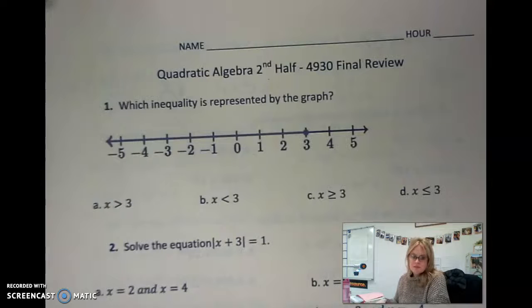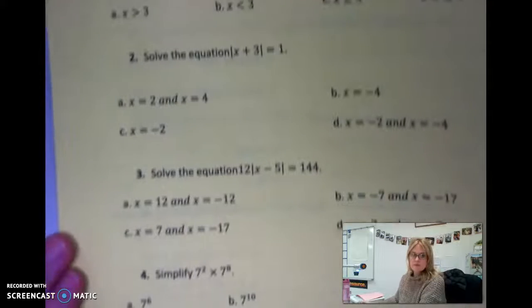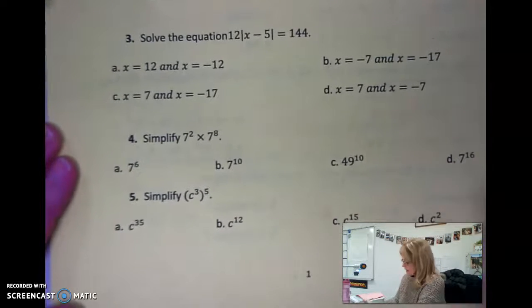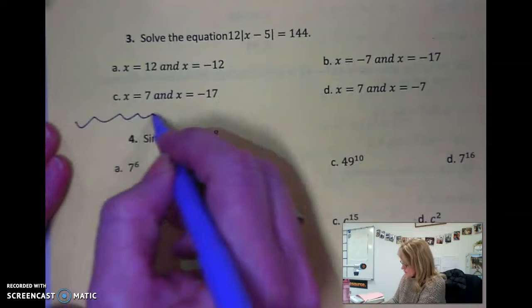So what I want to do is talk through this review packet with you. You actually can skip problems 1, 2, and 3 because that's what we covered in the first half of algebra. And we're going to start at number 4.